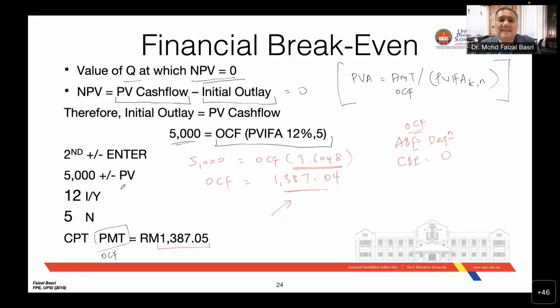So in this example, for financial break even, the OCF is this much, 1387.05. So as you can see, the amount is higher than our depreciation. In the case just now, the depreciation was 1,000. Right? So for 1,000 ringgit, you need to sell 1,000 units. So here, obviously, you need to sell more than 1,000 units in order to get 1387.